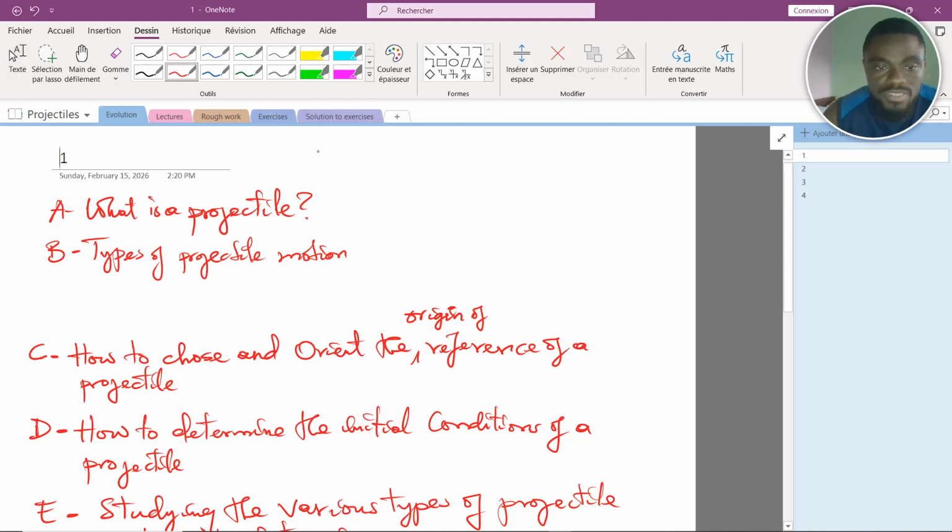Today we are starting with a chapter in physics called projectiles. I'll first show you the different things we are going to see under this chapter. This is how we are going to be working. We shall see what a projectile is. We shall see the different types of projectile motion.